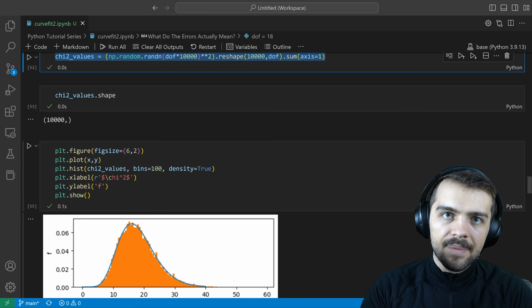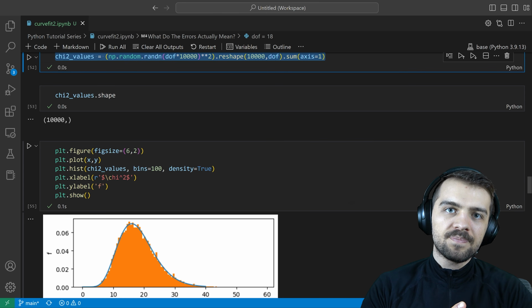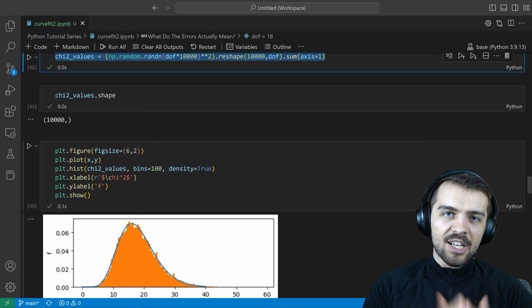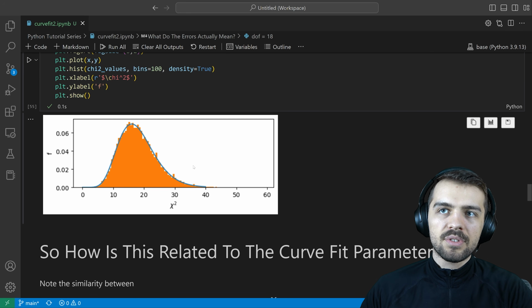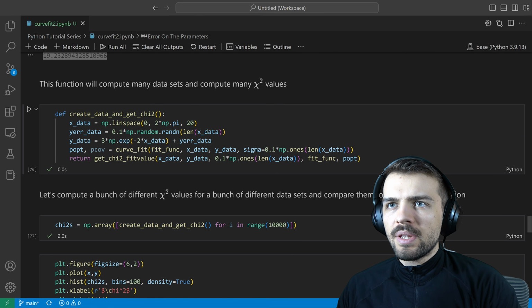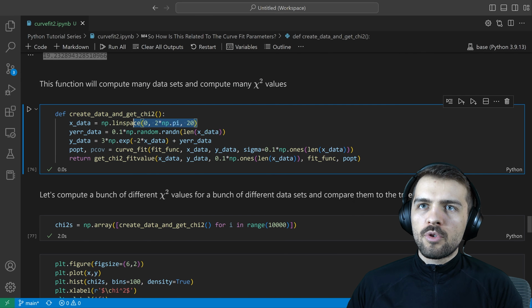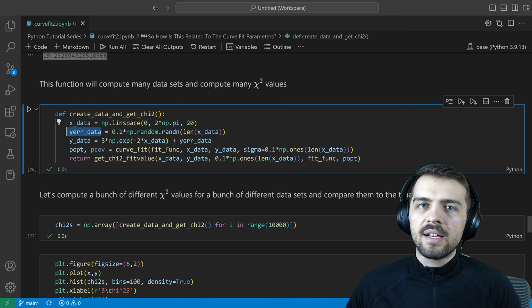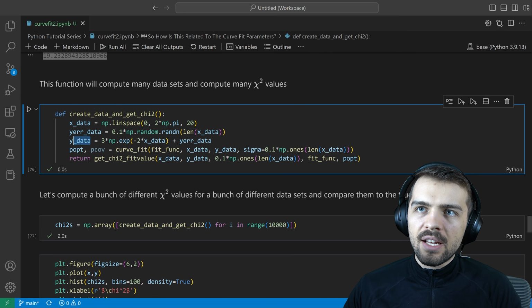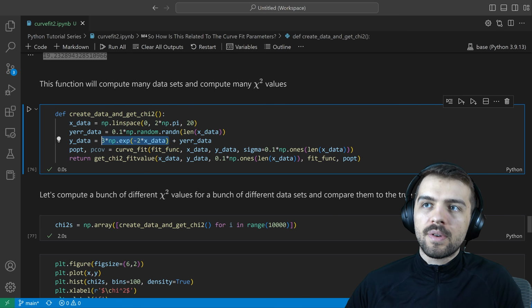Now I'm going to draw data. I'm going to do a curve fit function. I'm going to do all of that, get a chi-squared value, and do that many, many, many times. And I'm going to make a histogram of the values. So that's exactly what this function does here. Here I'm creating some x data, that's the data that you measure in the field, and some y error data that gets added to the y data, so that this is like the mean of the Gaussian distribution of the data that I'm measuring.